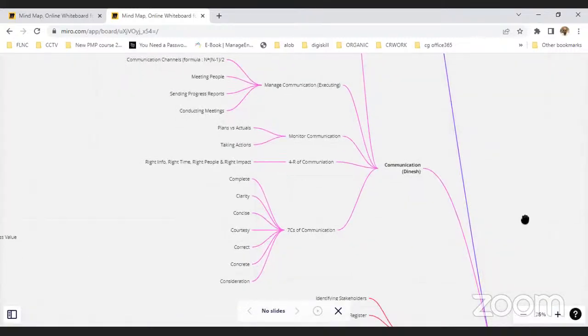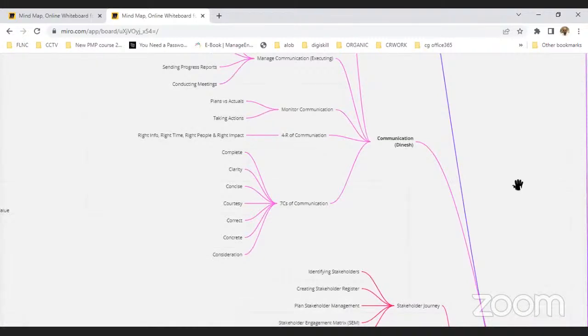Communication is also very important if it is conveyed with the right information, at the right time, to the right people, creating the right impact. Otherwise, the whole purpose is not met. To do that, we have to maintain the 7 C's of communication. It has to be complete. It should have clarity. It should be concise, should have courtesy, and should be correct. It should be concrete, and it should show consideration.